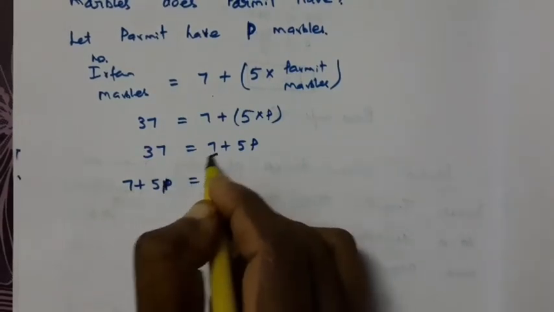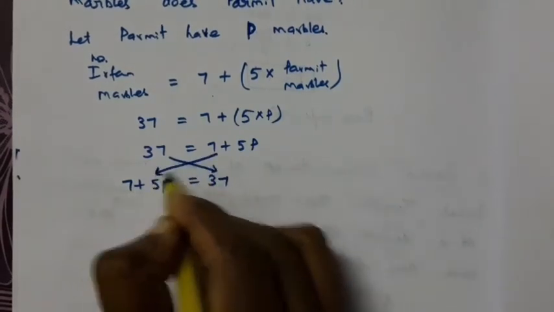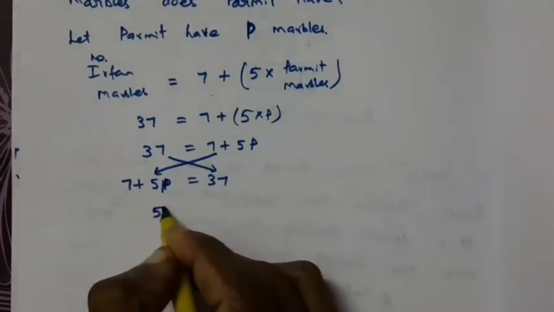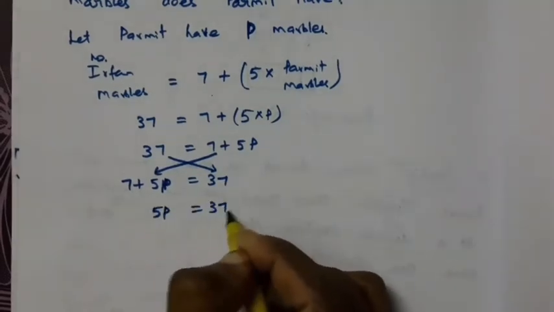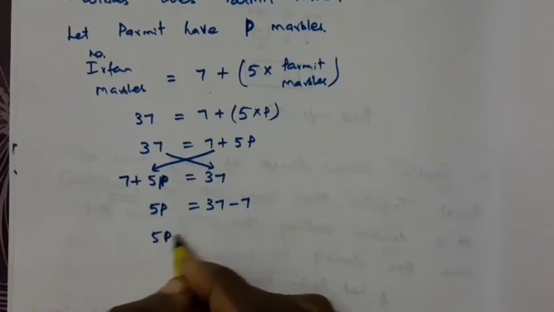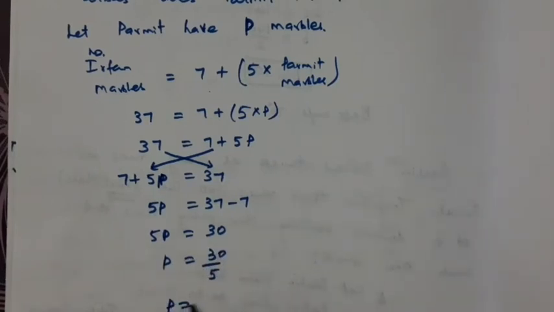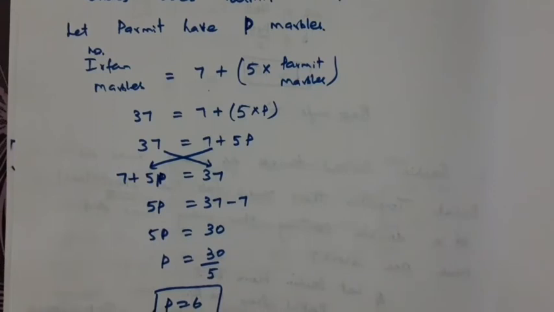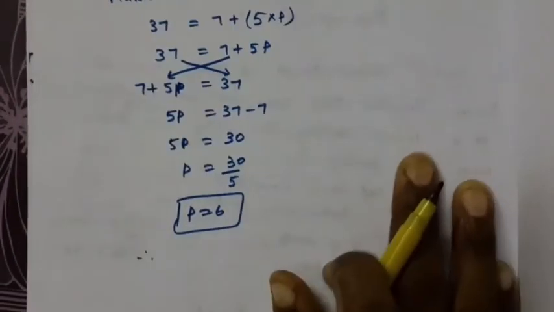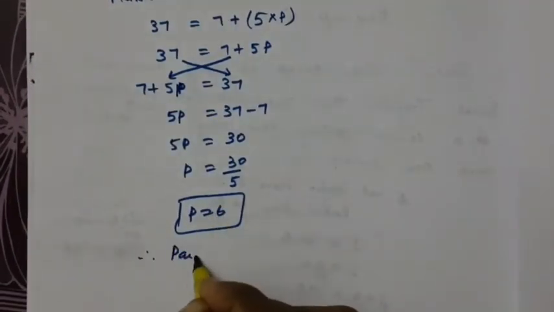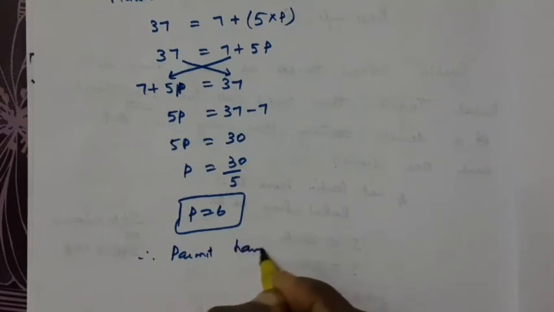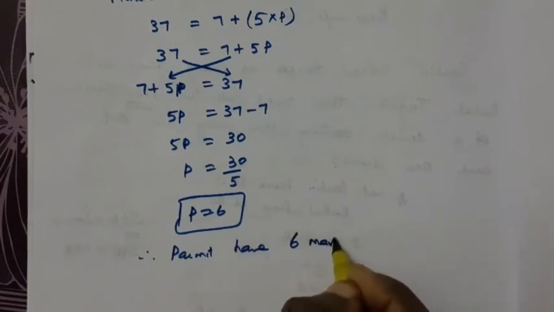Moving terms across, 5P equals 37 minus 7, so 5P equals 30. Divide by 5 on both sides. P equals 30 divided by 5, so P equals 6. Therefore, Parmit has 6 marbles.